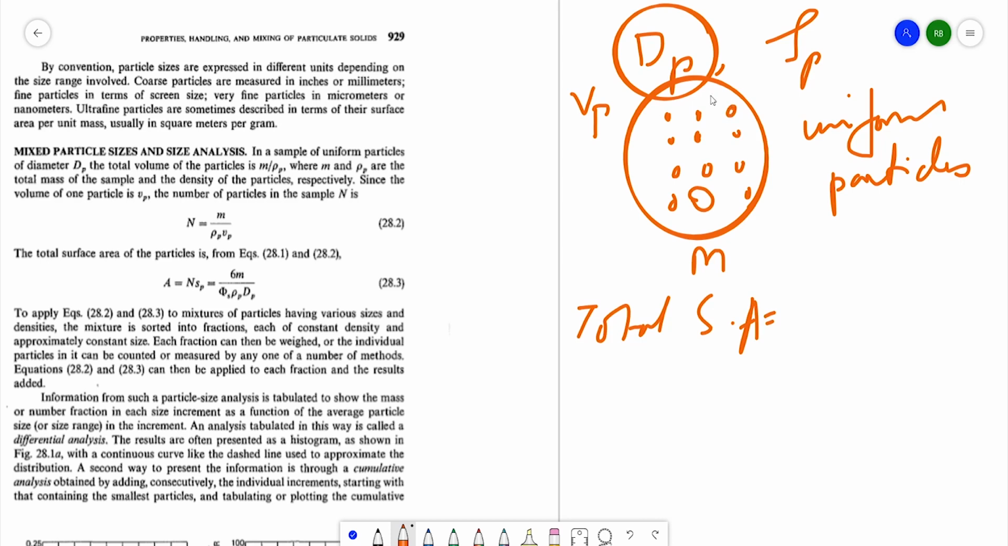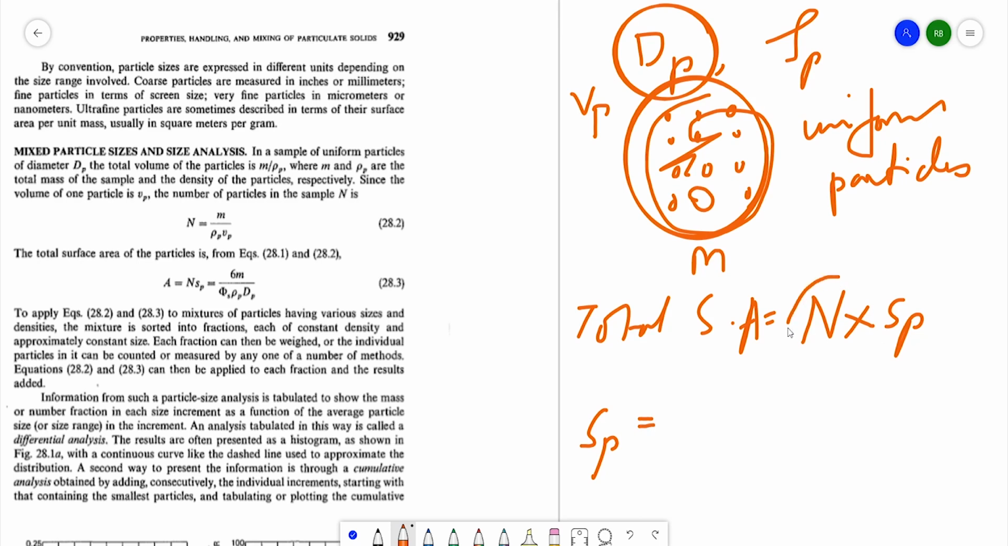Let's say I don't know how many particles are here. So let's say there are n number of particles here. And if I know the surface area of each particle, then I can easily calculate the total surface area, right? So the only question is how to find the surface area of this single particle, and how to calculate the total number of particles in terms of rho p, dp, and Vp. That is the question.